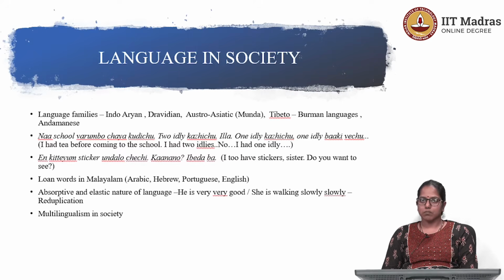Let us first start by understanding the different language families of India. There are 5 main language families of India: the Indo-Aryan, Dravidian, Austroasiatic or Munda, Andamanese, and the Tibeto-Burman language family. Hindi and Assamese are examples of Indo-Aryan languages. These are usually spoken in the northern part of India.